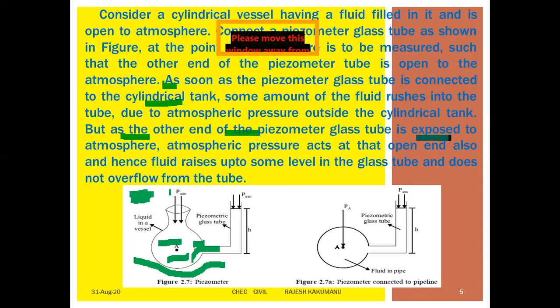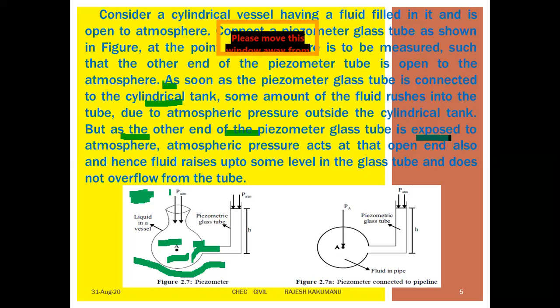The other end, as per the definition, is connected to the open air. That means we should show it open to the outside normally. Exposed to the atmosphere, the atmospheric pressure acts at that open end also, and hence the fluid rises up to some level in the glass tube and does not overflow from the tube.